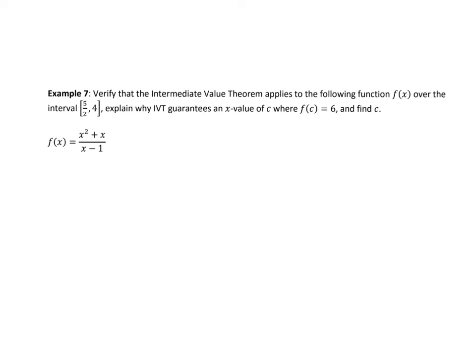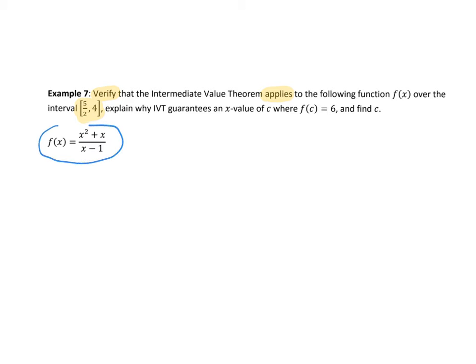This example asks us to verify that the intermediate value theorem applies to the following function f of x over the interval [5/2, 4]. Explain why the intermediate value theorem guarantees an x value of c where f of c equals 6, and then find c. So this looks like it's just a simple one-sentence problem, but there's several things going on. The first thing we're asked to do is verify that the intermediate value theorem applies. So before we can even talk about the intermediate value theorem, we have to make sure that it's continuous on this interval.